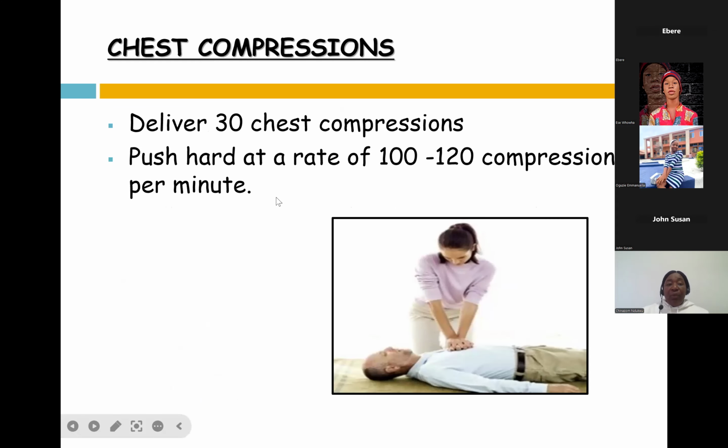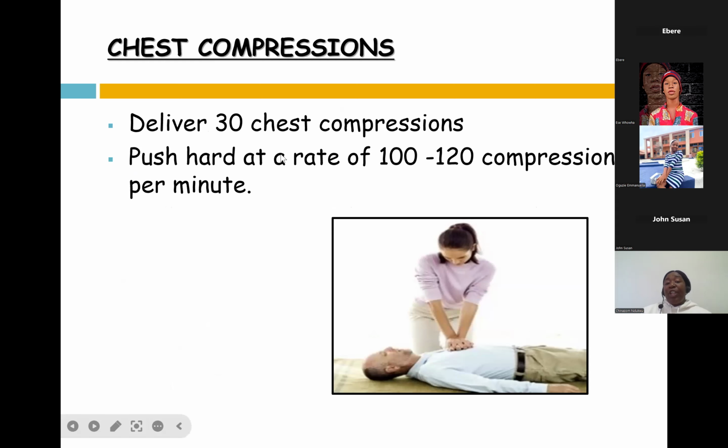So now let's talk about the chest compressions. How many are you expected to give? Are you going to just start doing this chest compression indefinitely? No. You are expected to give 30 chest compressions in a cycle of CPR, and the rate is about 100 to 120 compressions in a minute.